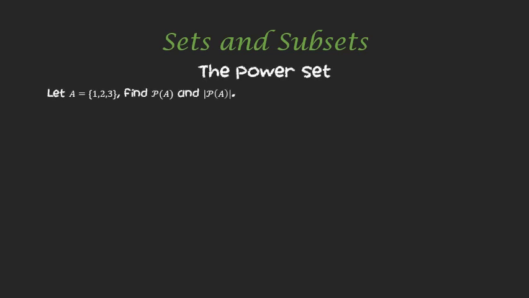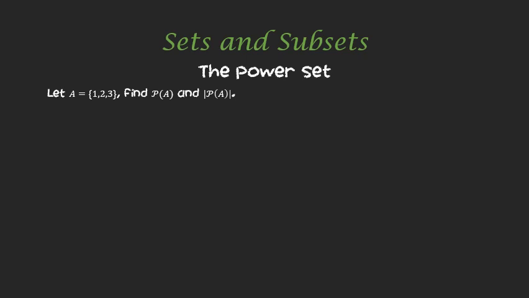The last concept I want to talk about in this section is the power set. So the power set is kind of like an operation on a set. And what it returns is the set of all subsets of that set. So here we have the set A equal to the set containing the elements 1, 2, and 3. And we want to find the power set and the cardinality of the power set.